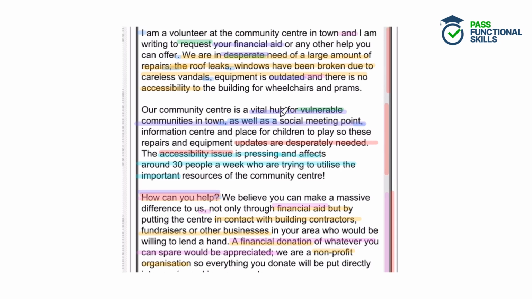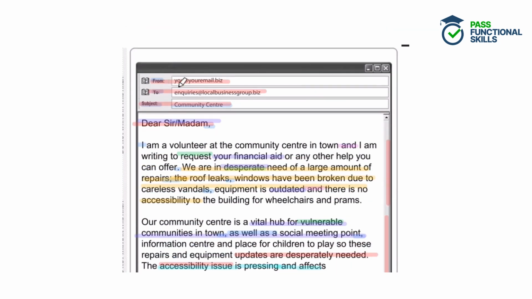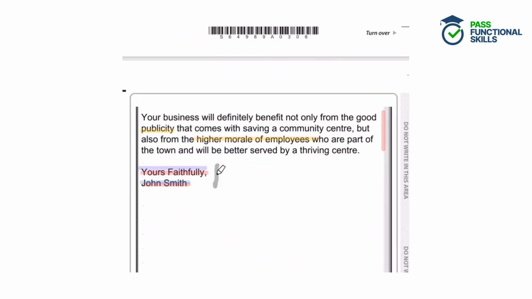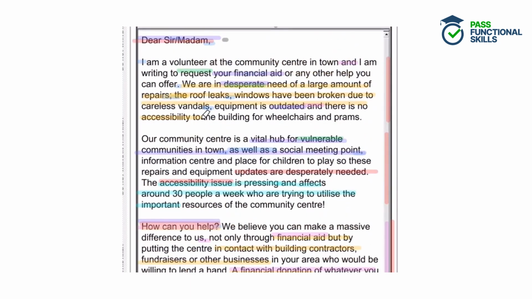Correct formatting has been used. So we've got the correct format for an email used in the to, from and subject line, and also in the greeting and the sign off at the end there. We've also got accurate spelling and a correct use of a range of punctuation.